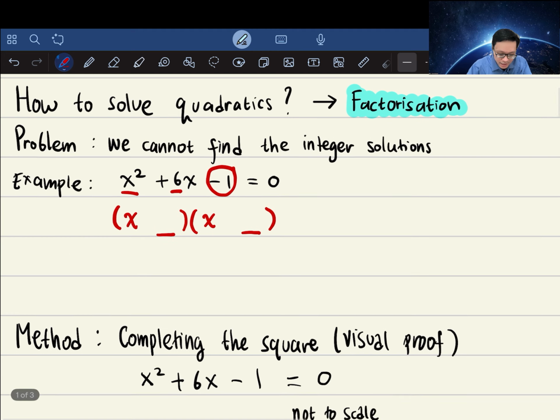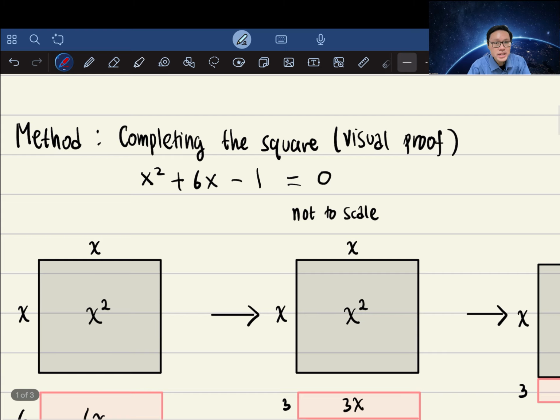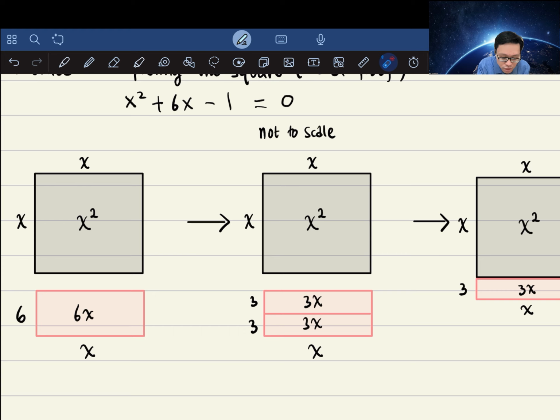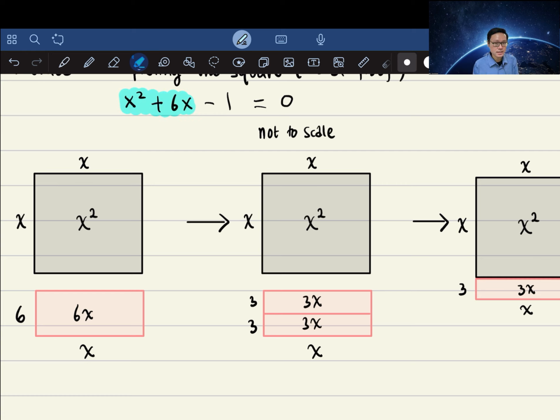So let's take a look at this method. Why is it called completing a square? So here I have visual proof for you to understand what is completing a square and how does it work. So our goal is we want to solve this quadratic equation x squared plus 6x minus 1 equals to 0. How to do completing a square? First, let's focus on these two terms first, x squared and 6x. Yeah, let's ignore the minus 1 for now. Now, why is it called completing a square? Because we are going to construct square from these two terms.